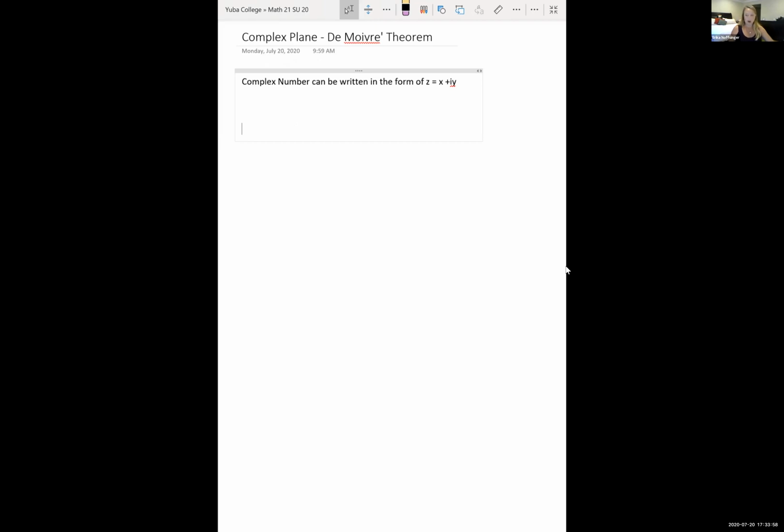Okay, so recall, complex numbers can be in the form z equals x plus iy. I always think of it a little bit differently, but that's okay. This is how they write it, and this is how you'll see it. So in this form, x is equal to the real part, and the y value is equal to the imaginary part.